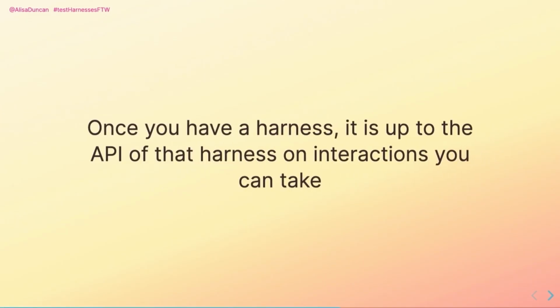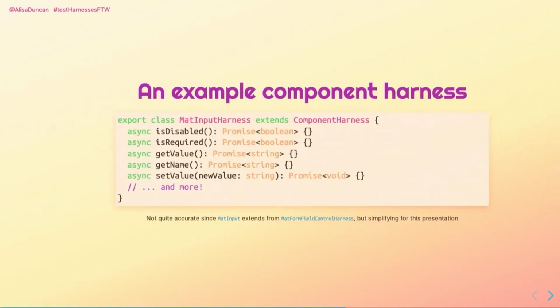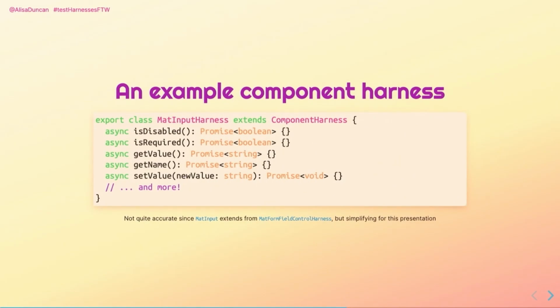Now, once you have a harness, it is up to the API of that harness you're working with on any further interactions you can take, right? Because now we're looking at the API of each page object. So an example is, if you look at the MAT input harness, we'll have ways to get, like, is disabled, is required, set name, get value, things that you would expect to work with for an input control. And it also extends from the base class component harness.